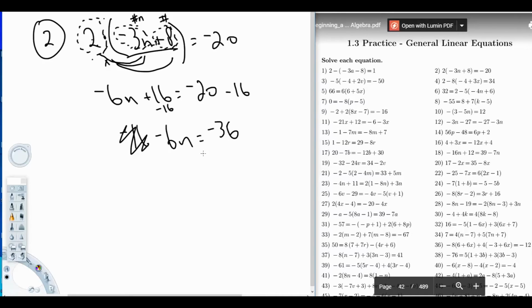And then, of course, what you're going to do is divide by negative 6 on this side to get rid of the negative 6 here. And you're going to divide by negative 6 here, and you're going to be left with 6. Negative divided by negative equals a positive. And there you go. The answer is 6.